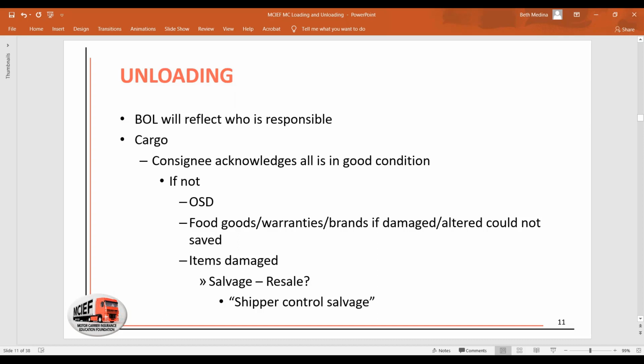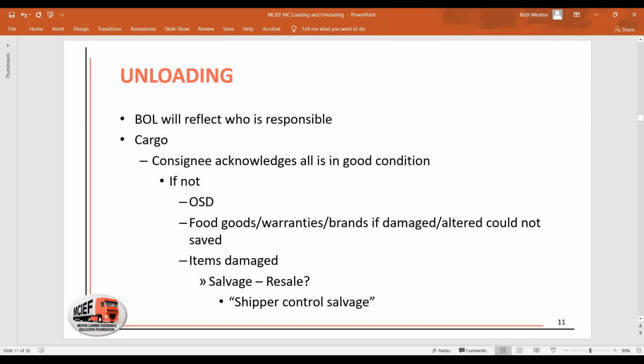Also, there can be involvement in protecting the brand, with high value items. They don't want that sold at a flea market and things like that. Or if it was altered or could not be saved in good condition, then that's a problem. So in situations involving pharmaceuticals, food goods, warranties, brand, or things that could be altered and cannot be saved, you have to ask: can items be damaged? Is it salvageable or not? Can it be resold?